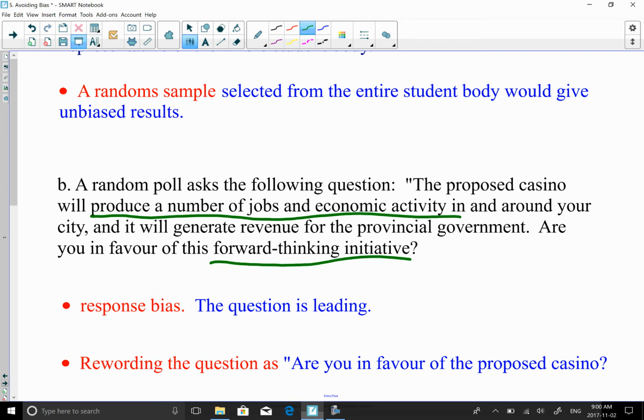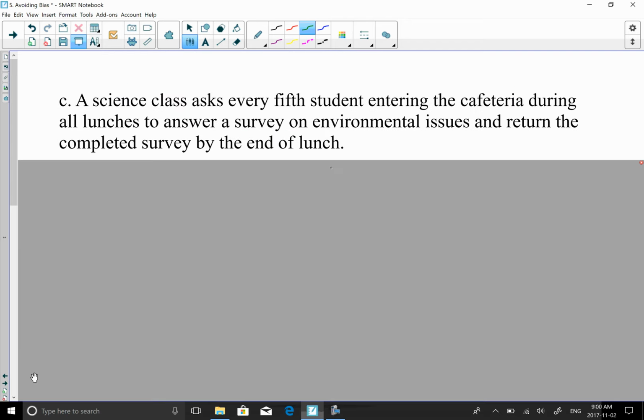So, a science class asks every fifth student entering the cafeteria during all lunches to answer a survey on environmental issues and return the completed survey by the end of lunch. Actually, there could be two types of biases here. Peter? Non-response, they don't bring it back.